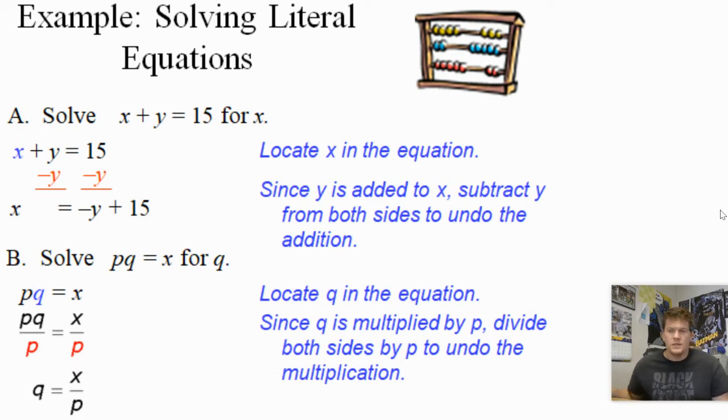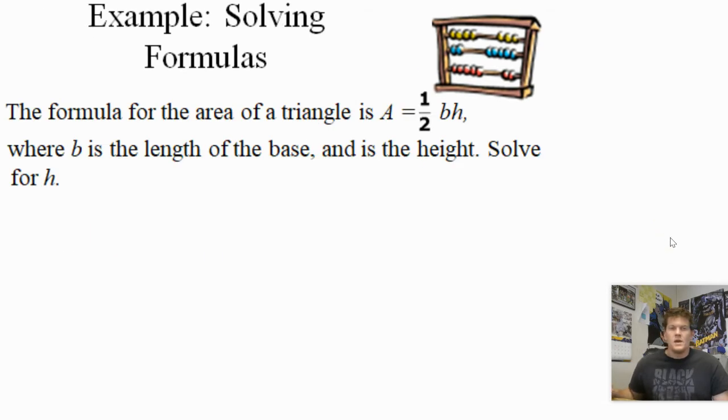Example one. Let's get into example two. Example two, solving formulas for a variable. Same way as solving our literal equations, but here's a formula for the area of a triangle. We have area A is equal to 1/2 times base B times height, H.